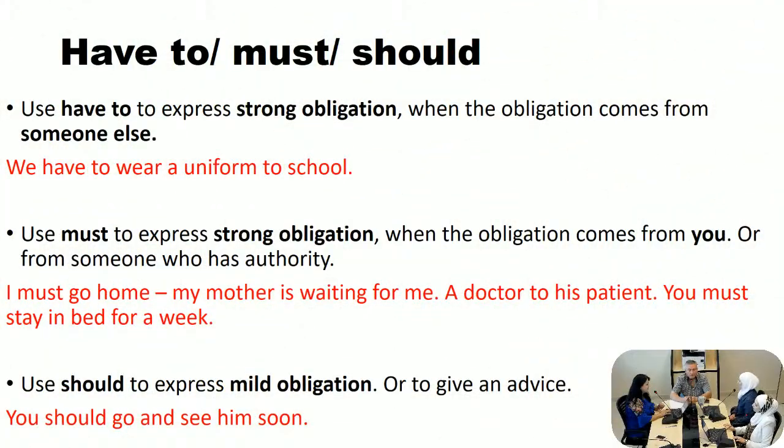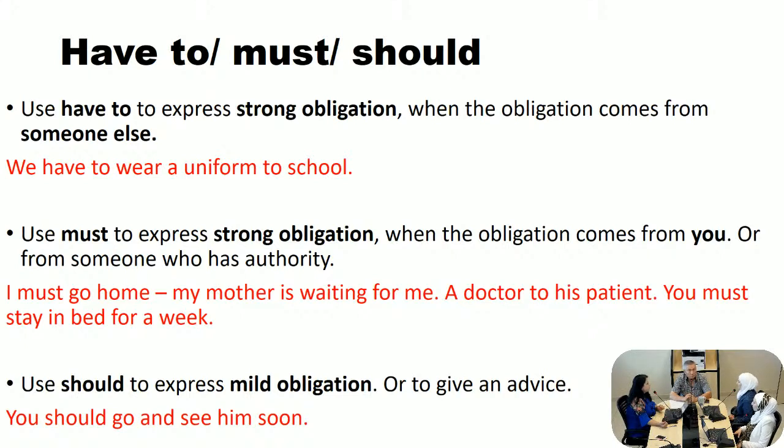Ms. Samar. Have to, must, and should. Have to is used to express a strong obligation when the obligation comes from someone else. We have to wear a uniform to school. We're not the ones who decided to wear the uniform to school. Someone else has decided for us. So either an order by someone else or a public rule.